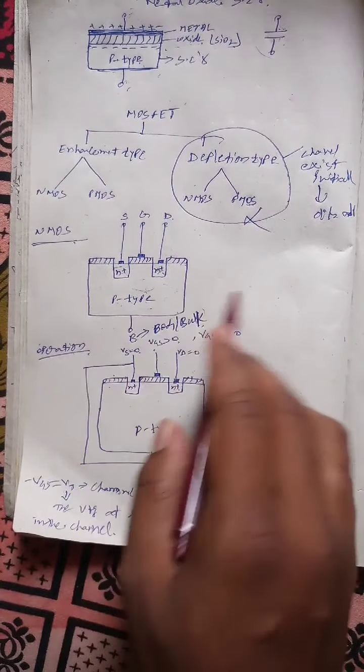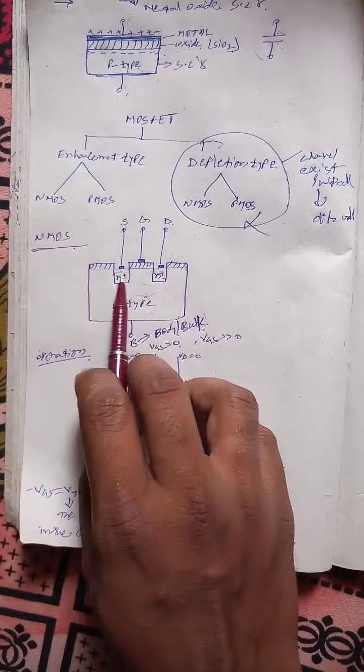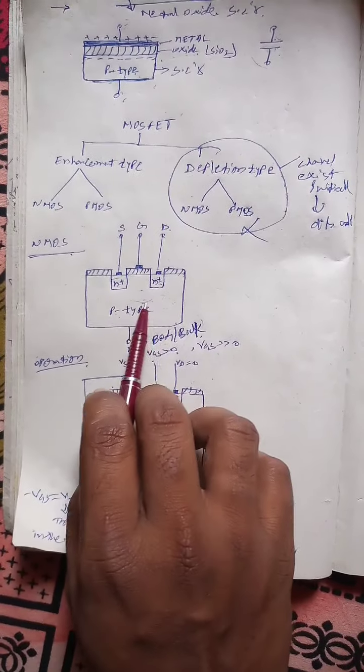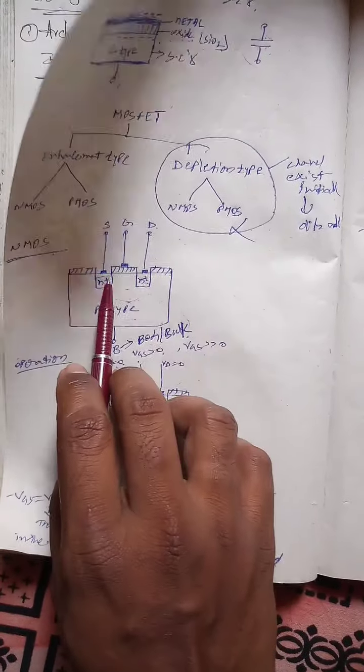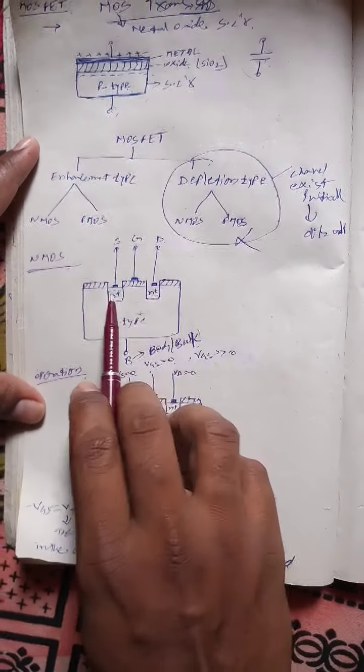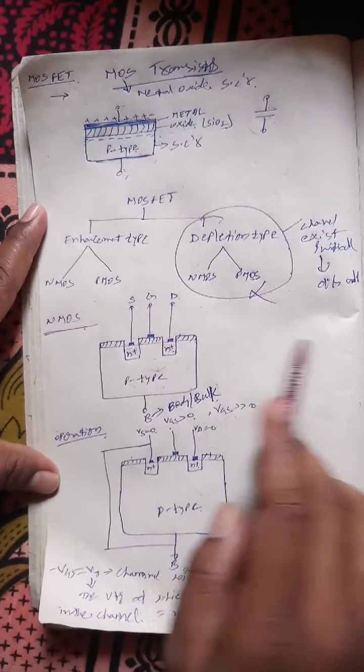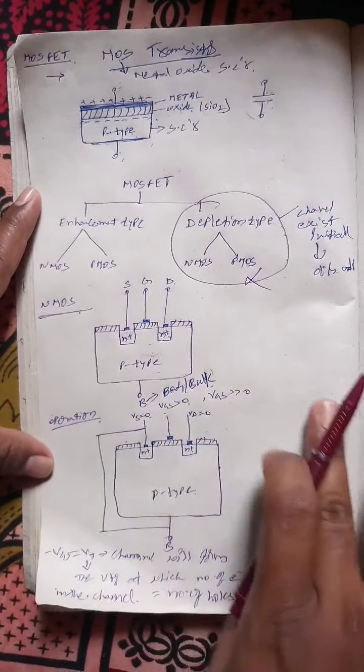Similarly, when we design a PMOS, in the place of N we place P substrates, and in the place of P we place an N substrate. By that, P will be the majority charge carriers, P substrates will be in majority and N substrates in minority. Then we can say that it is a P MOSFET.